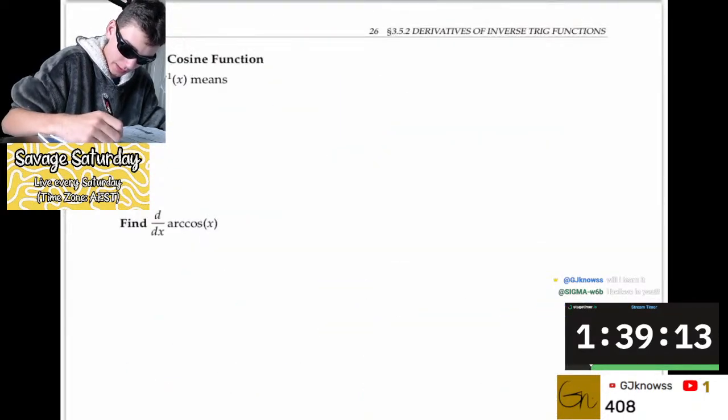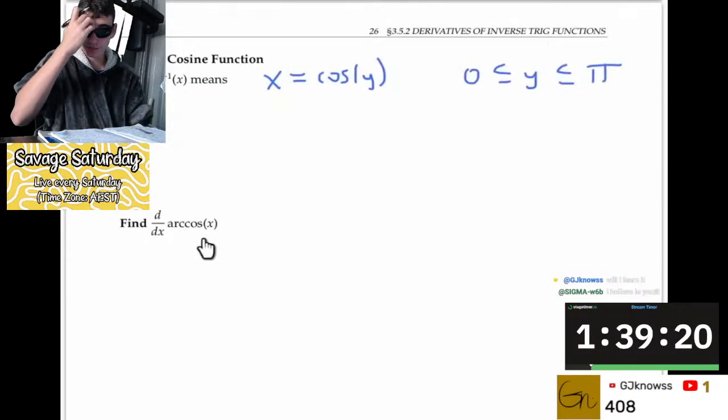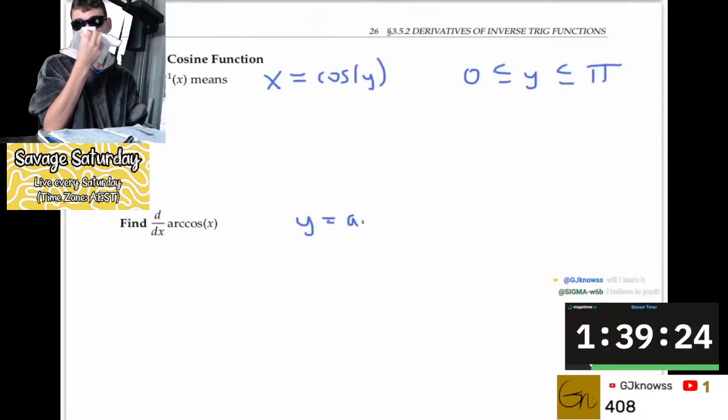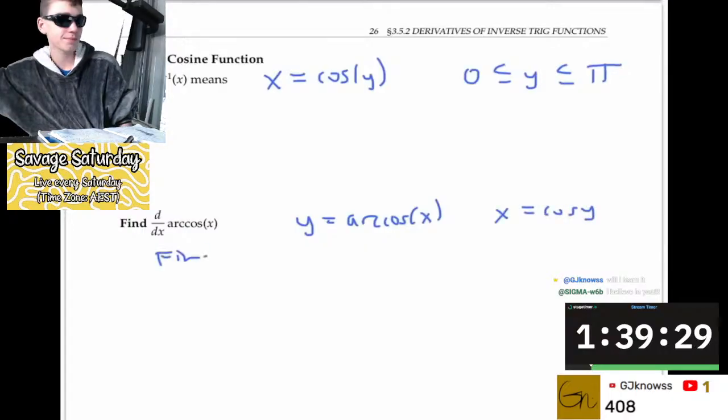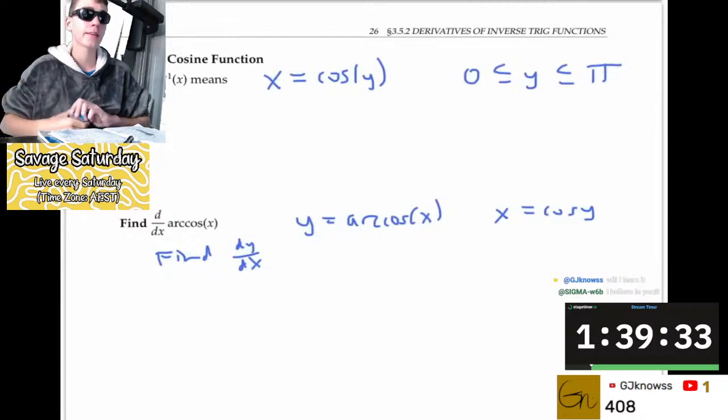Y equals cosine inverse x means that x is equal to cosine of y, and by convention, y lies between 0 and pi. To find the derivative of arc cosine of x, arc cosine is just an alternative notation for cosine inverse. I can write y equals arc cosine of x, and equivalently, x equals the cosine of y, and then I want to find dy dx using implicit differentiation. Please pause the video and try it for yourself before going on.